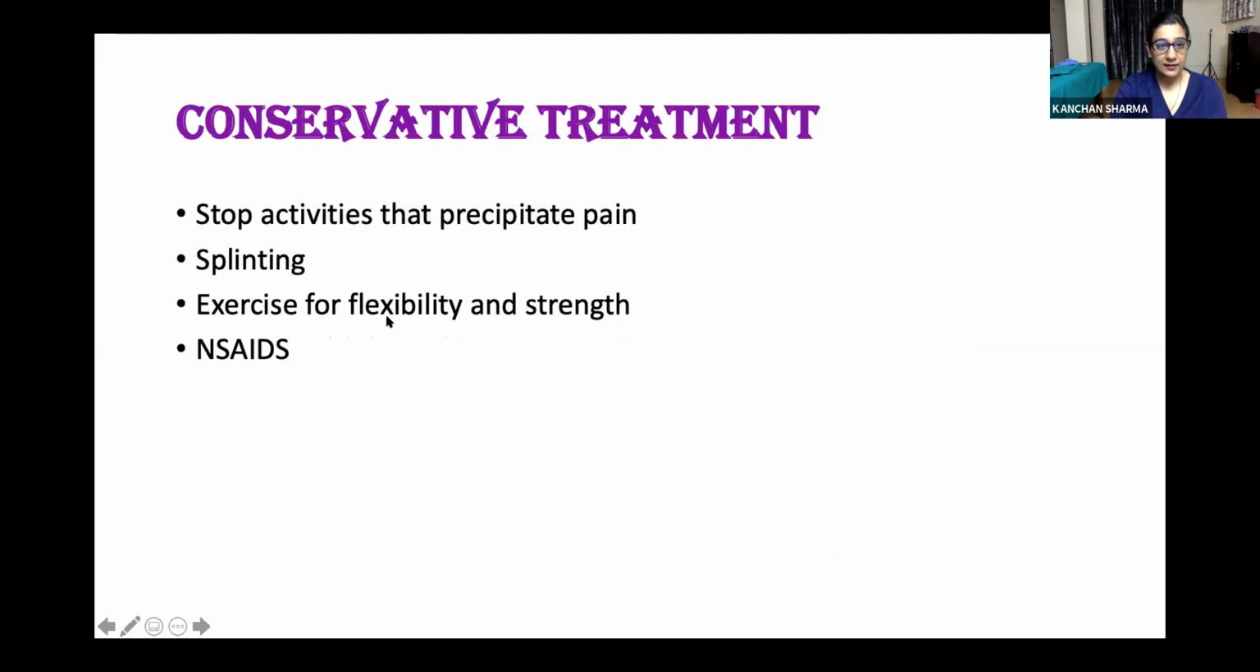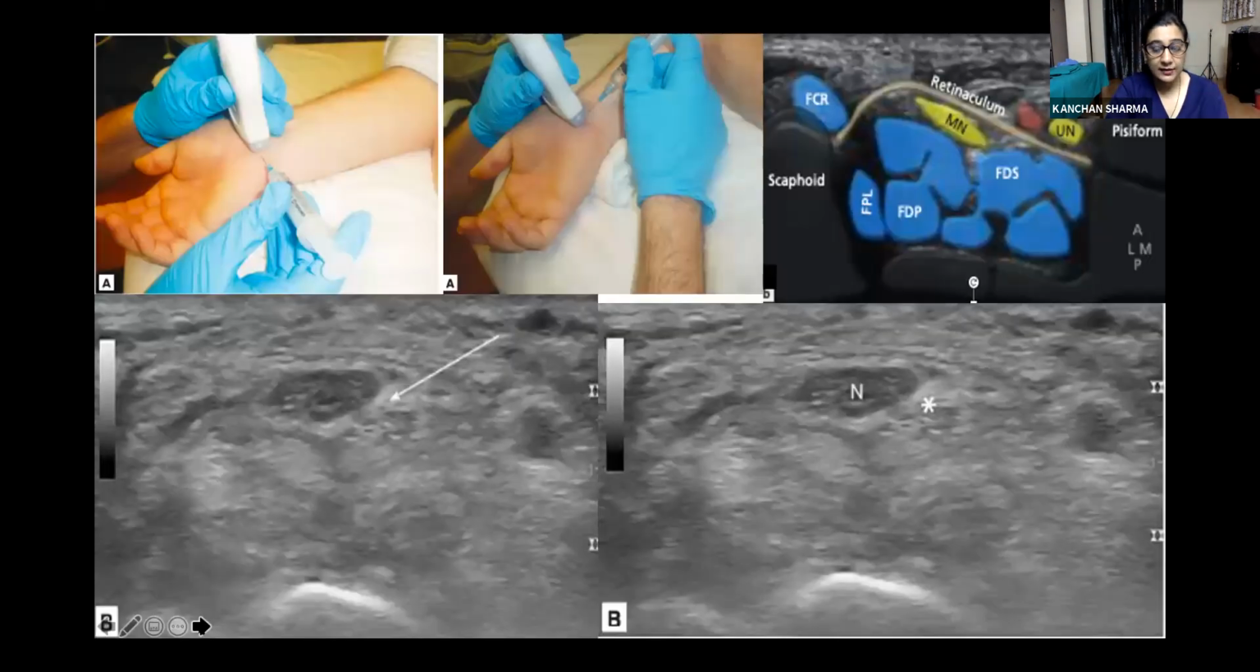So we should be asking the patient to stop that activity. Supposedly the lady was sleeping like this in the night. Give her some splinting so that the wrist is not flexing like that, and the flexion of the wrist is not compressing the nerve. And obviously physical therapy, NSAIDs, all these things you can give in the mild condition.